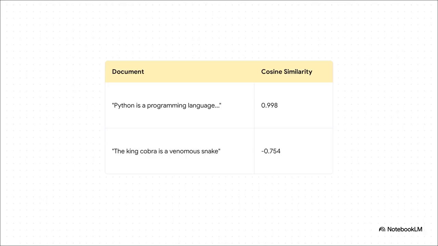And check this out. This is how it all comes together. We ask, who created Python? The system turns that question into its own vector. Then, using some math called cosine similarity, it compares our question vector to all the document vectors. And look at the scores. The sentence about Python is basically a perfect match, 0.998. The one about the snake, a total mismatch, way down at negative 0.754. So the system knows exactly which document to grab.